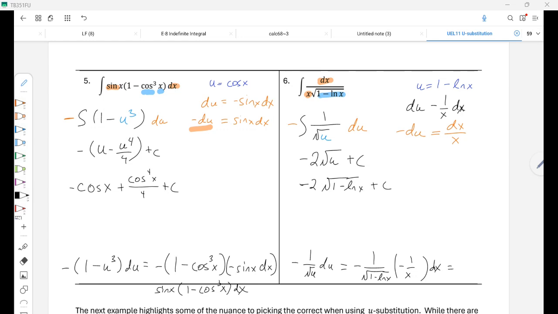Just like the previous problem, the negatives cancel, the denominators multiply, and we end up with a denominator of x square root of 1 minus ln x. I just rearranged the order that I multiplied the two denominators in. I can make the numerator dx, or I can leave the numerator as 1 and push that dx out to the side. They're both good.